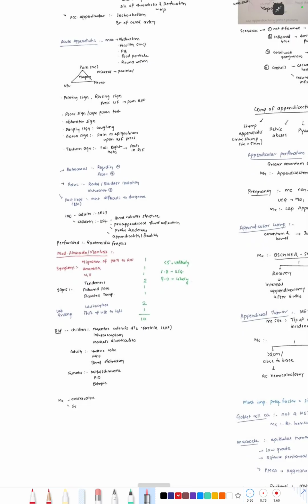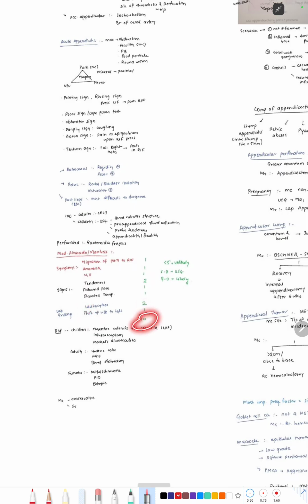In a perforated appendix, the most common organism seen is Bacteroides fragilis. The classification or scoring that is used is called the modified Alvarado or MANTRELS score. The score is out of 10, based on signs, symptoms, and lab findings. In the symptoms, MANTRELS: M stands for migration of the pain to the right iliac fossa, anorexia, nausea, vomiting. Then tenderness, which has 2 points. Then rebound pain, elevated temperature. L stands for leukocytosis, which has 2 points, and S stands for shift of the WBC to the left, which has 1 point.